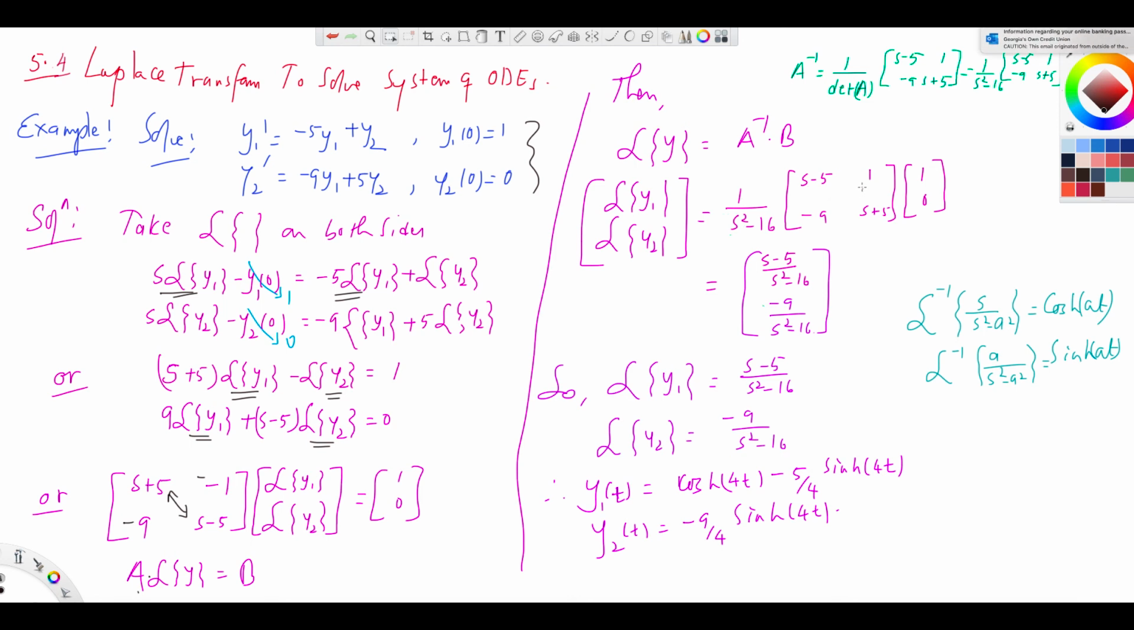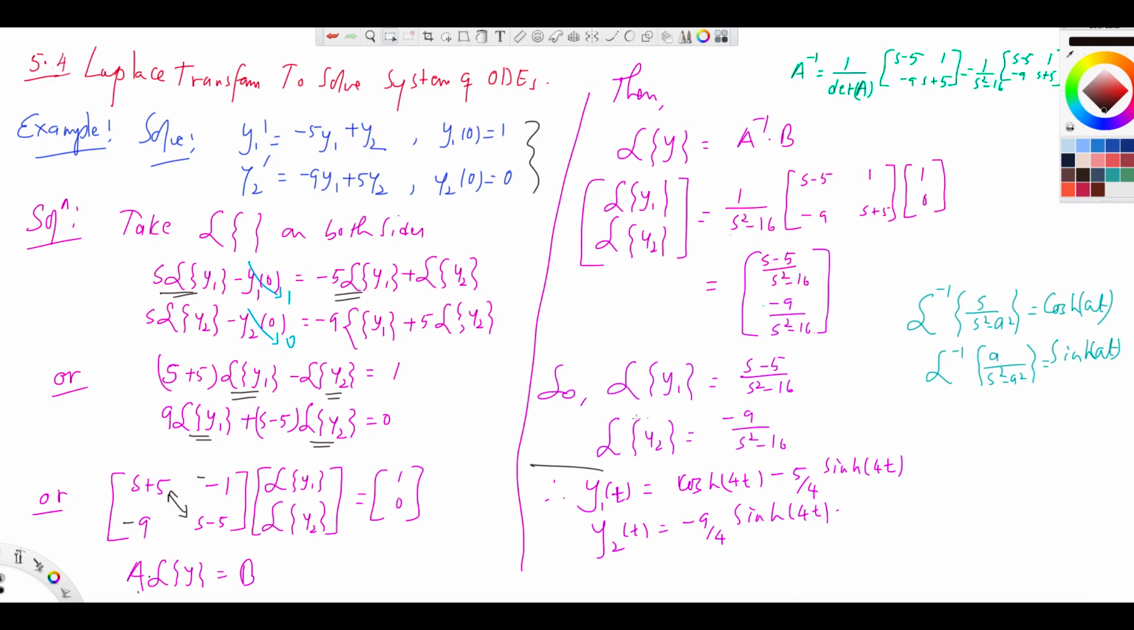Now what we do next is multiply these two matrices. So s minus 5 times 1 plus 1 times 0 is s minus 5, and you multiply by that. Similarly, negative 9 times 1 is negative 9, divided by that. And s plus 5 times 0 will be 0. You see that? Now, what is the Laplace transform of y1? That's the top part, and the Laplace transform of y2 is the bottom part. Now what you do next is take the inverse Laplace transform.